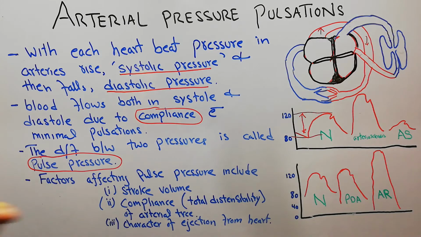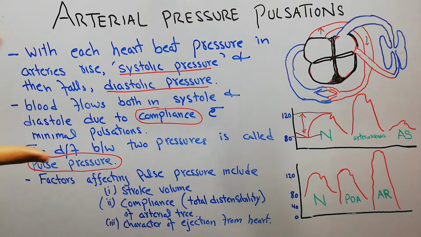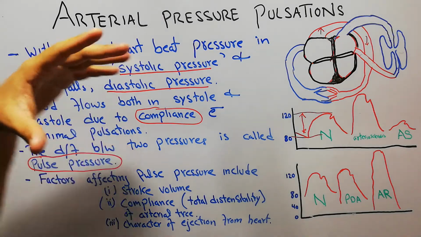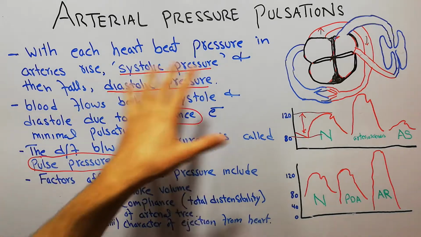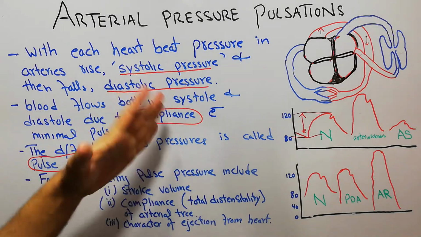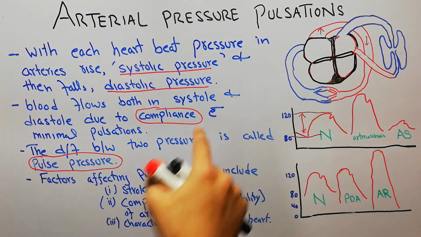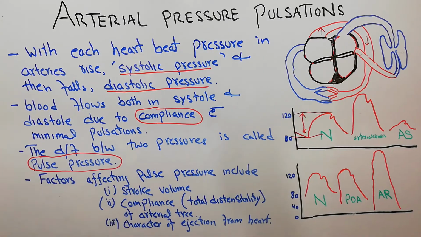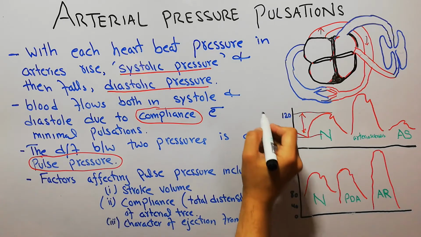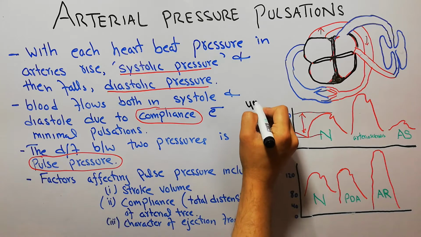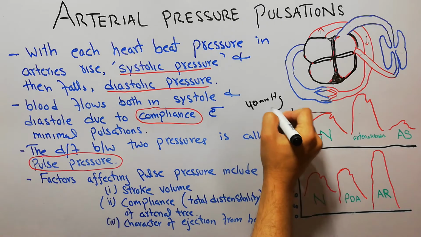And the main purpose of the whole process is to allow smooth blood flow. That is due to the compliance and distensibility of the blood vessels. But still, due to the systolic pressure and diastolic pressure, there is a little bit of difference. That difference is normally around 40 mm of mercury. Here is 120 mm of mercury, here is 80 mm of mercury. The difference between these two is around 40 mm of mercury.